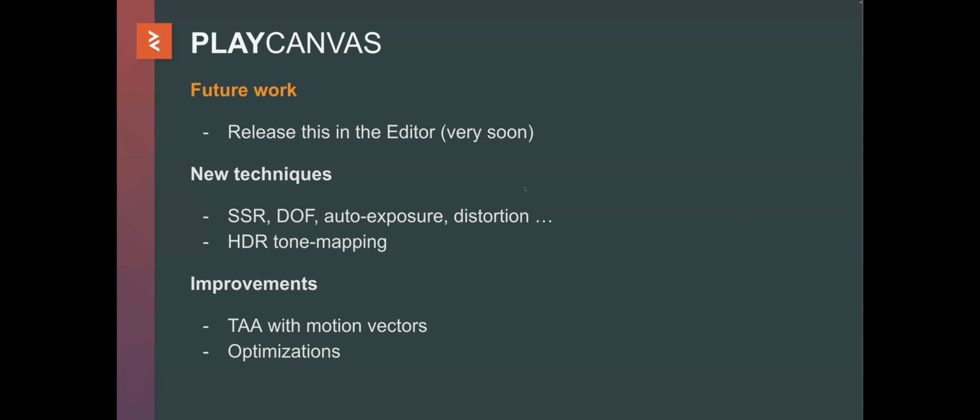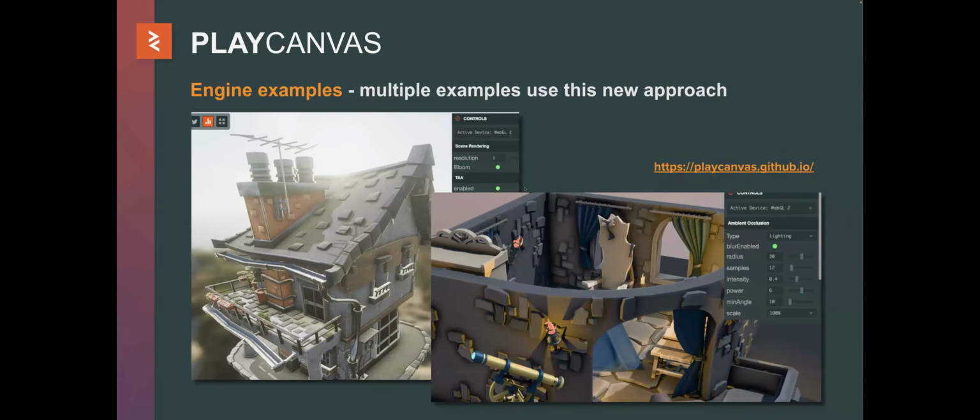Future. So we'd like to release this to the editor, which is very soon, a couple of weeks, hopefully. We're just in the testing phases. And then keep adding new techniques such as SSR, depth of field, auto exposure, distortion, integrated optimally for our users so they can easily access that without having to write loads of render passes themselves. As I mentioned, for TAA, we'd like to improve the motion vectors for dynamic scenes and optimize a lot of it. Lots of these examples are already out in our GitHub account, so have a look, please.